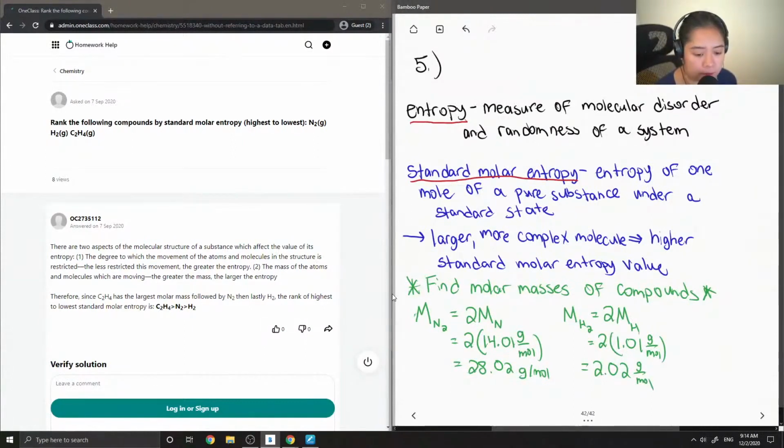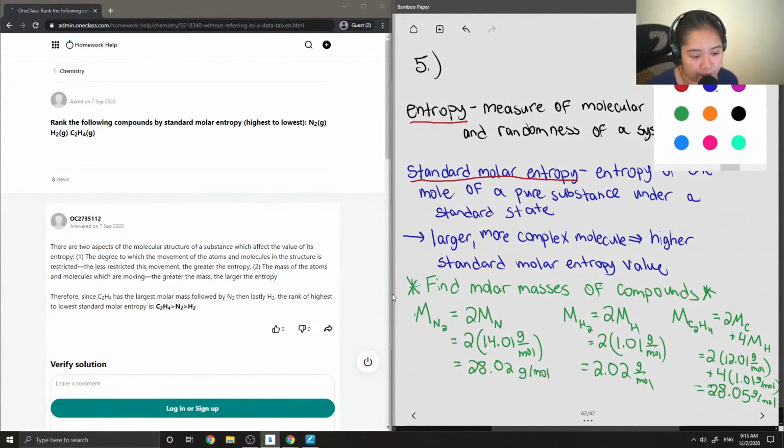And then lastly, we have the bigger compound C2H4, which is just ethylene, I believe. So this is equal to 2 times the molar mass of carbon plus 4 times the molar mass of hydrogen. So carbon has a molar mass of 12.01 grams per mole. And again, hydrogen is just 1.01 grams per mole. So its molar mass has a value of 28.05.